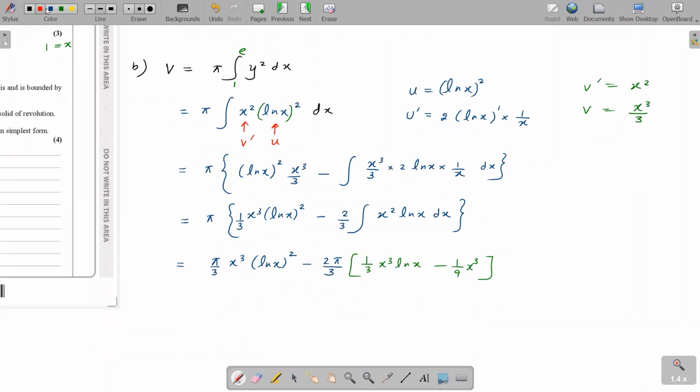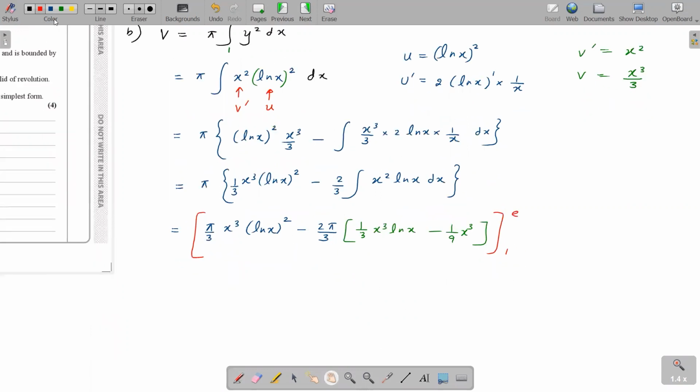Our limits are from where to where? From 1 to e. Shall we first simplify this and make it a little bit easier to input the limits? Pi over 3 x cube, ln x whole thing square. I'll open the bracket here also. This is minus 2 pi over 3 into 1 over 3, which is minus 2 pi over 9 x cube ln x, minus into minus is plus 2 pi over 3 times 9, which is 27 x cube. Are you with me? Limits are from 1 to e.